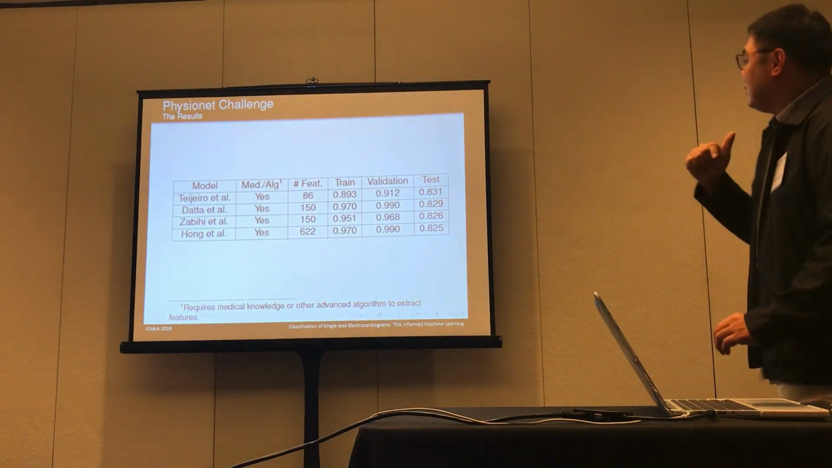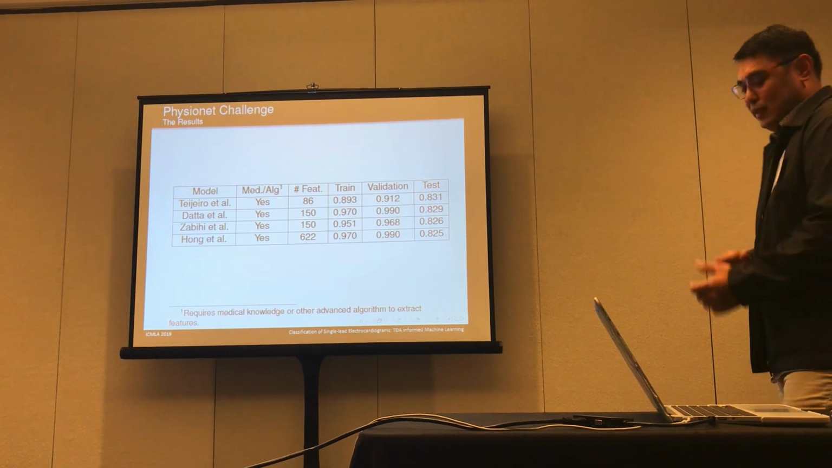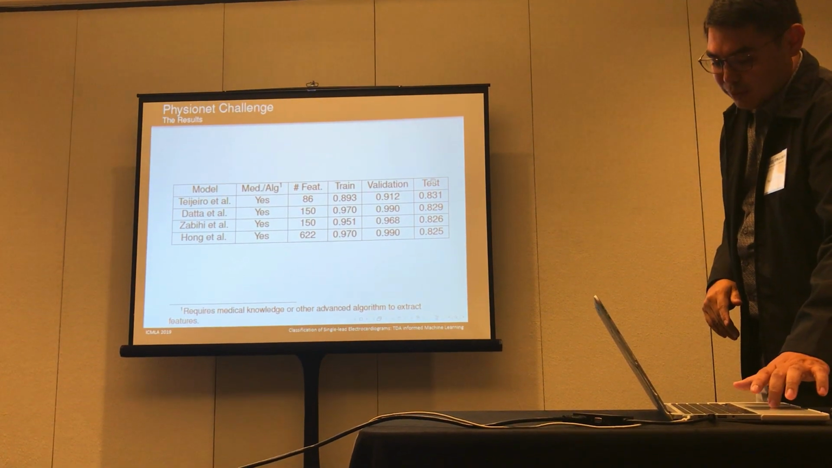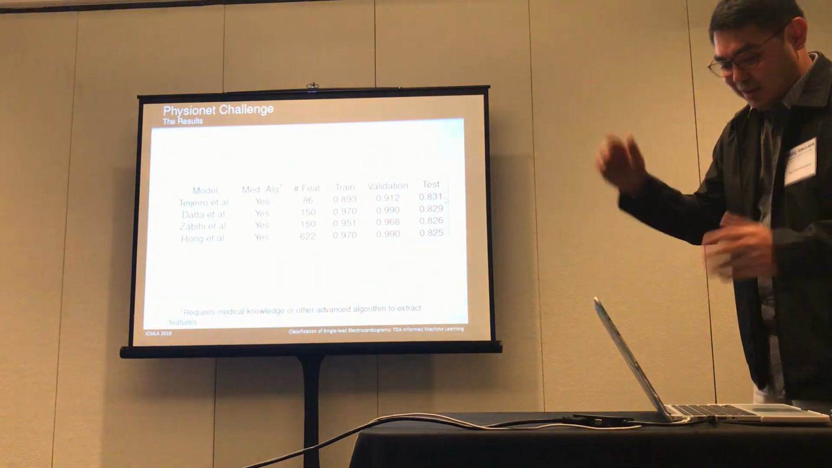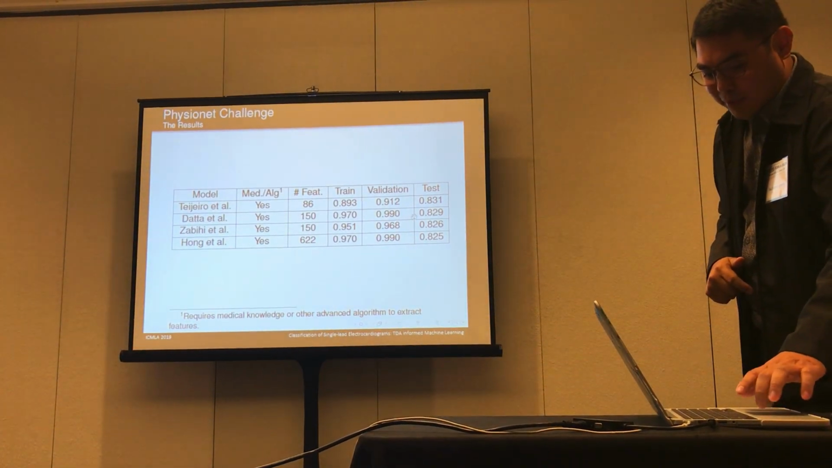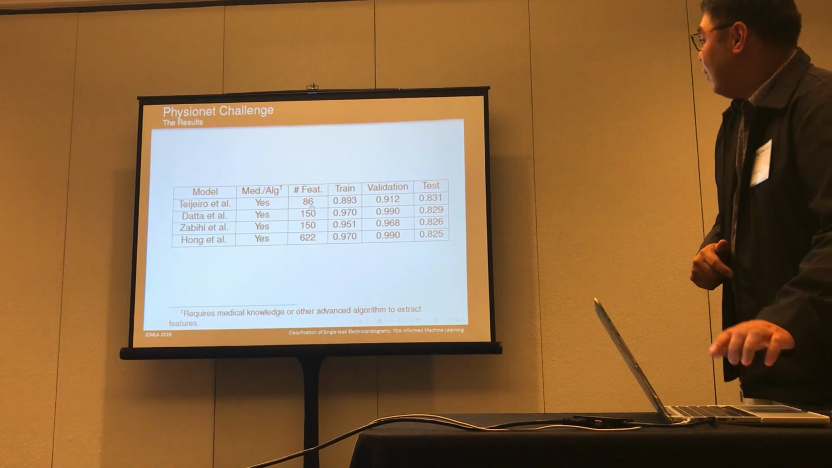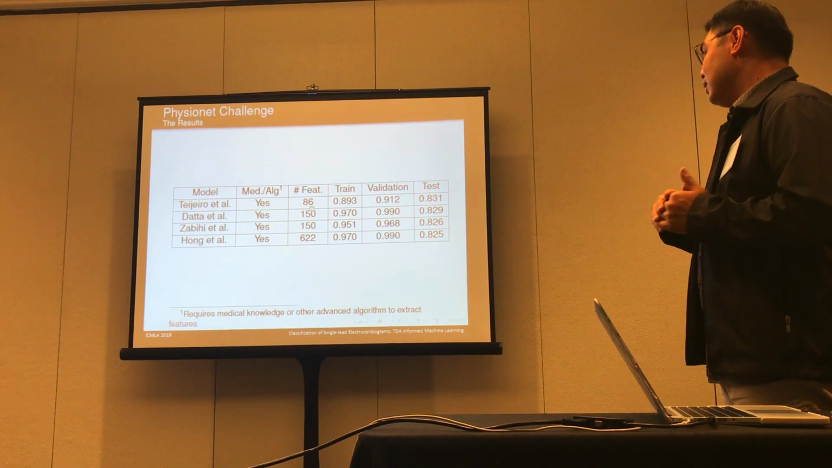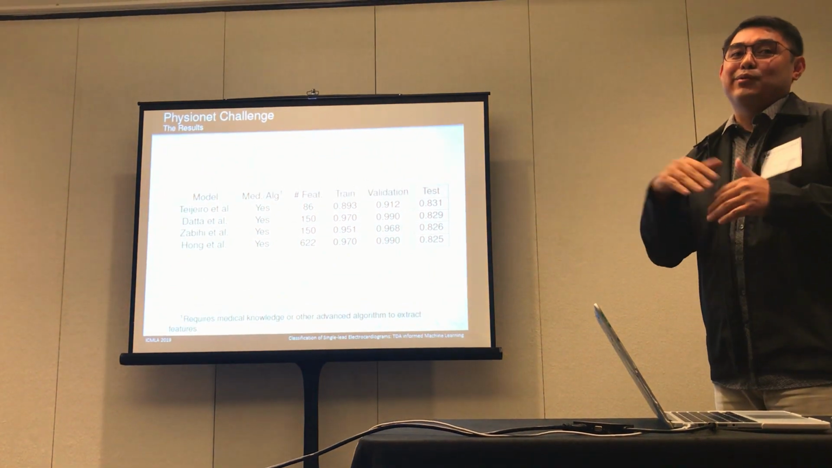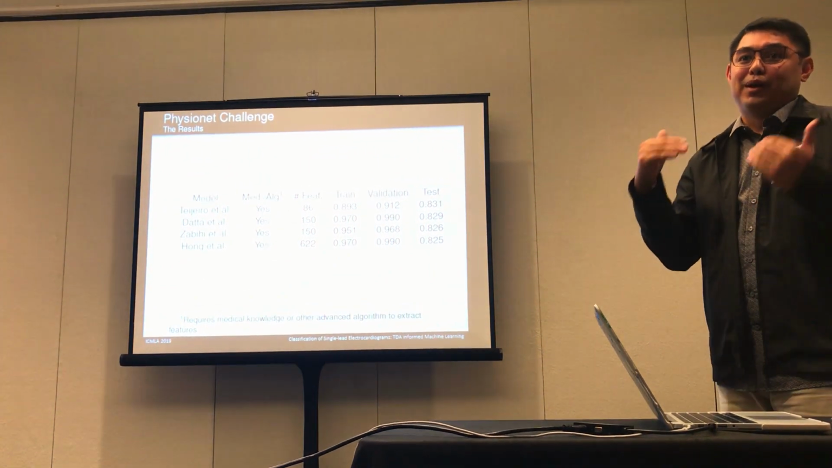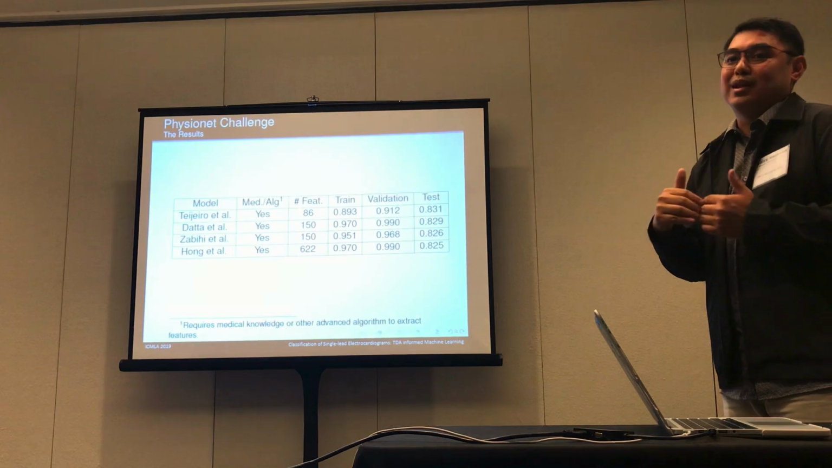And so here are the winners. These are the actual test scores in the hidden test set, but they rounded everything to 83. And what I wanted to point out here is that all of those winning models use medical knowledge. So they use features that require medical knowledge for processing, or very advanced algorithms.